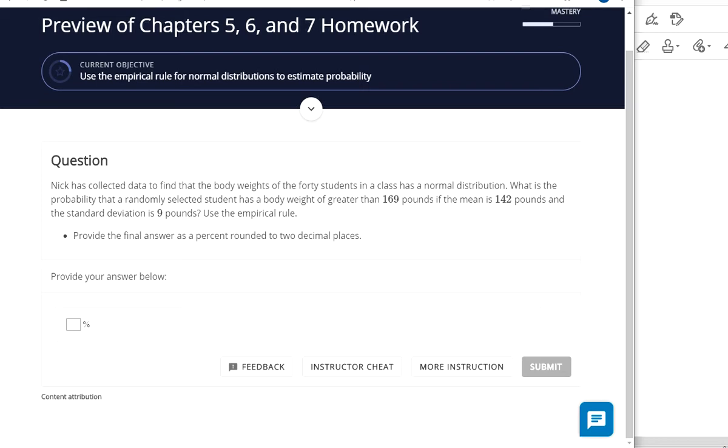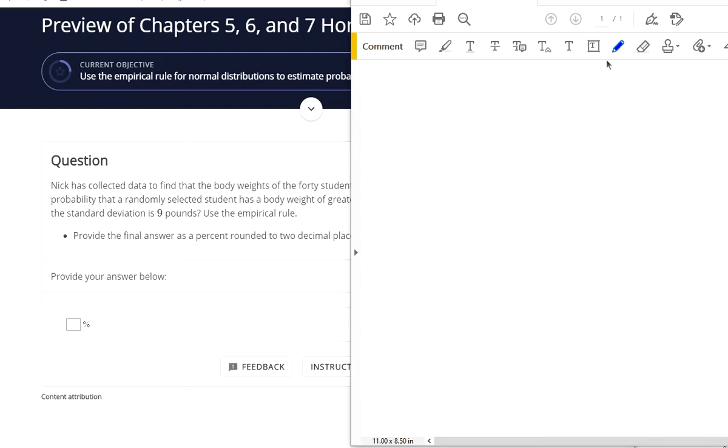So Nick has collected data to find that the body weights of the 40 students in a class has a normal distribution. What is the probability that a randomly selected student has a body weight of greater than 169 pounds and the mean is 142 pounds? So it's approximately normally distributed.